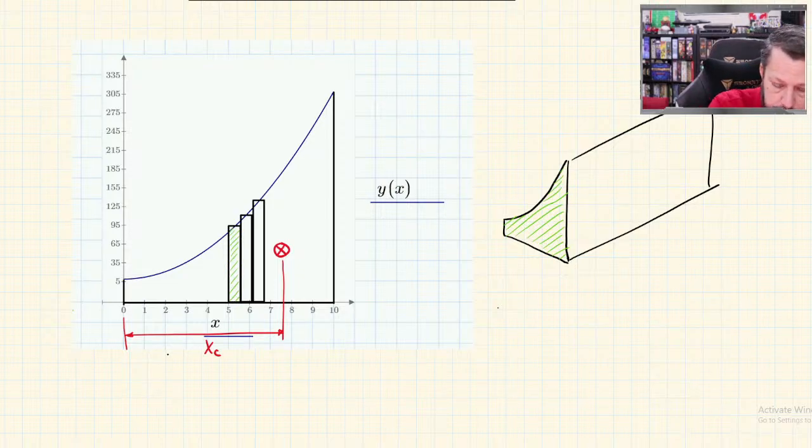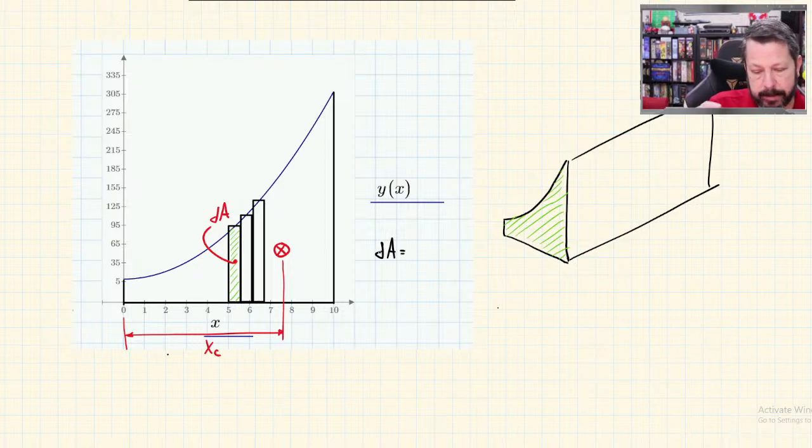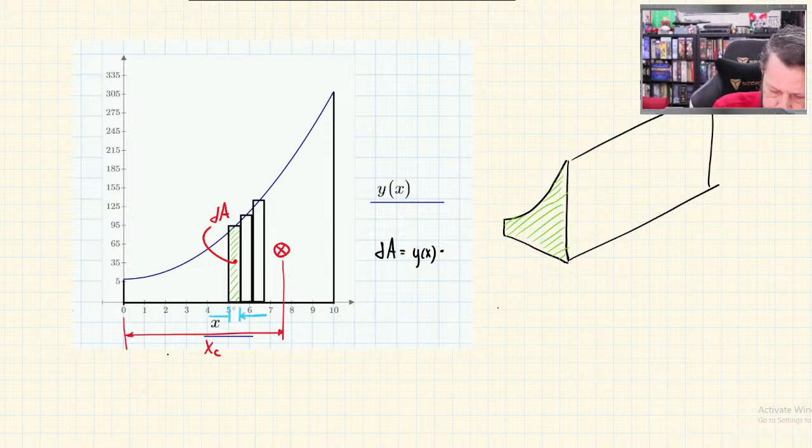Each one, the area, so like this green area, that is dA. And I could write an equation for dA. So dA equals the height of that green column, which is just y of x. So the equation itself determines the height of it, times the width of it, which is this width right here. And that width is dx.